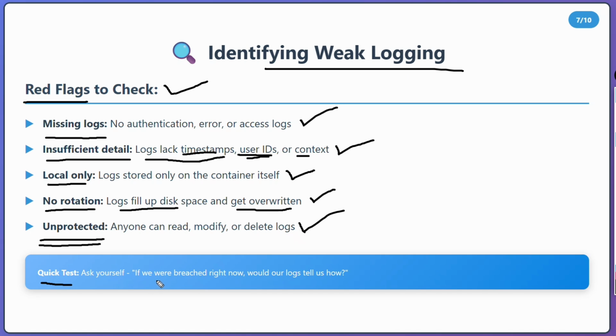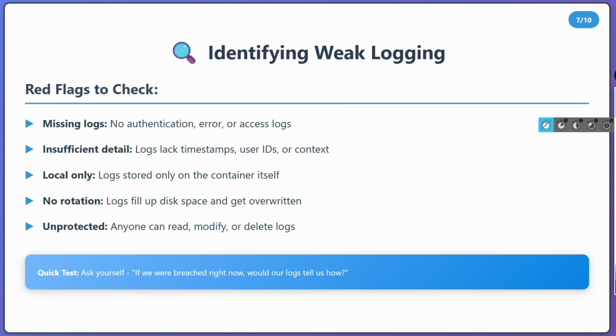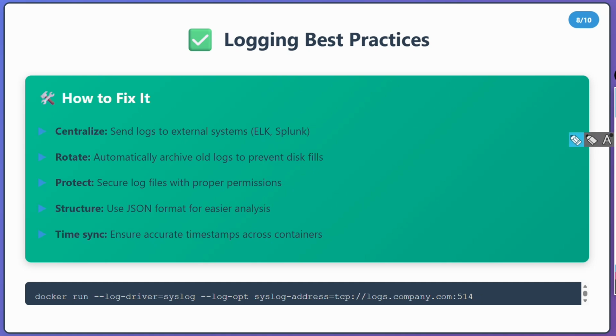You need to make sure to ask yourself: if we were breached right now, would our logs tell us how, who, and what? That is the best activity you can do, or else you can cross-check with yourself whenever you are working, especially with Docker.